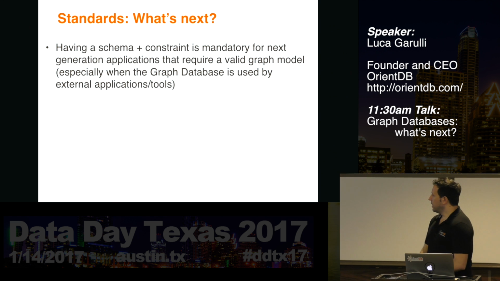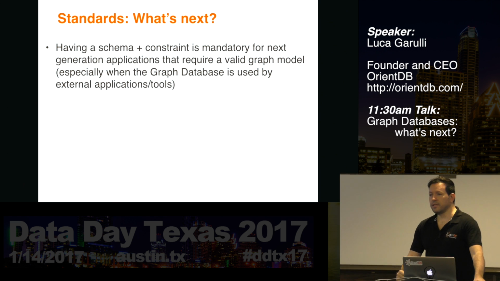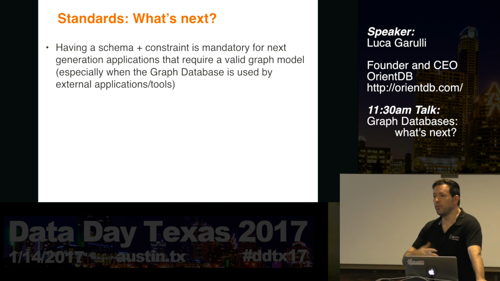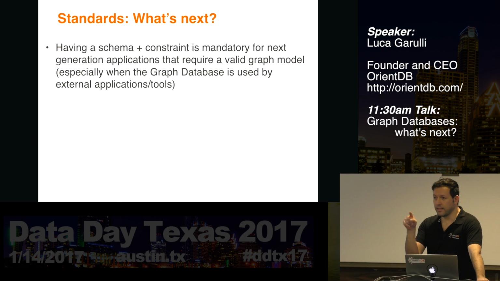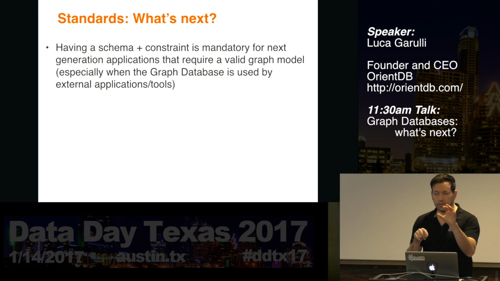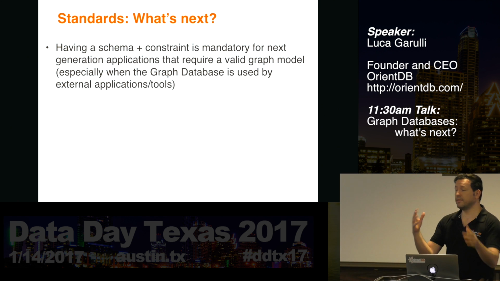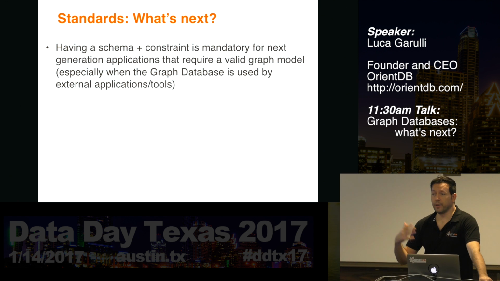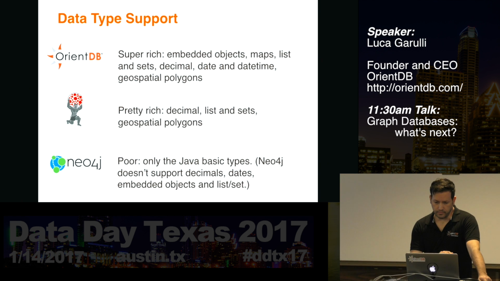What's next? We think that having a schema is very, very important because in this way you can validate your model, especially when you are opening your graph database to third-party applications for external users. You want this kind of relationship to be only between this kind of vertex and this kind of vertex. So we believe that all the graph databases will embrace more constraints on the schema in the next year.